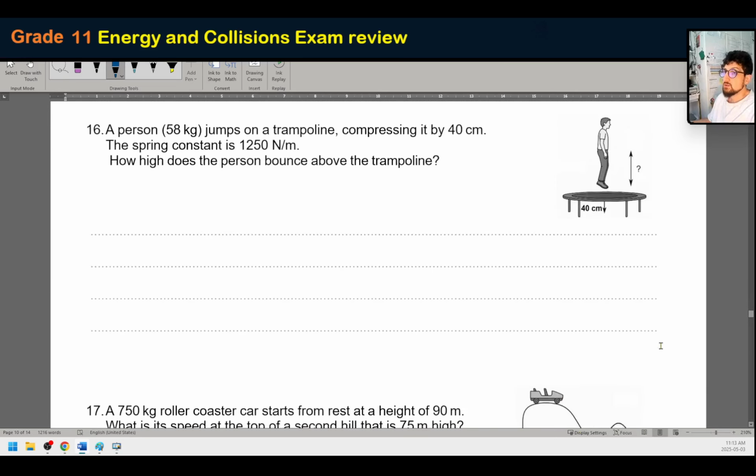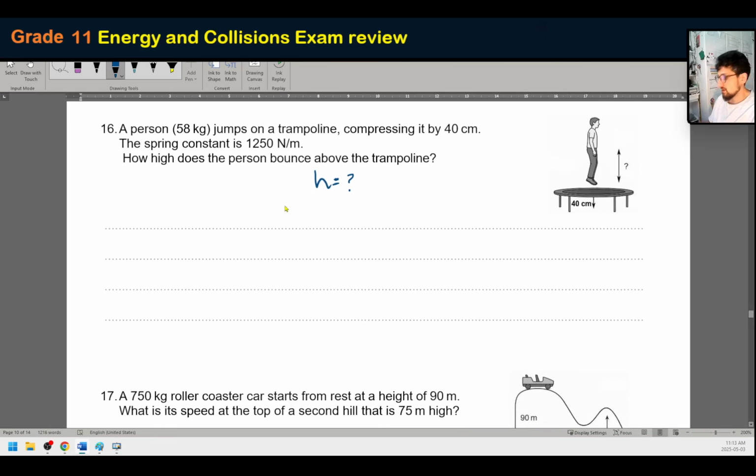A person who's 58 kilograms jumps on a trampoline, compressing it by 40 centimeters. The spring constant is this much. How high does the person bounce above the trampoline? So when it says how high does the person bounce, we're looking for h. That's what we're looking for. So that's the first step, to figure out what the question's asking, right? Since I know we're looking for h, it's going to make things a little bit easier pointing that out right at the start.